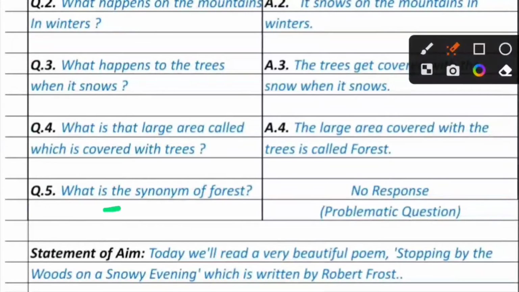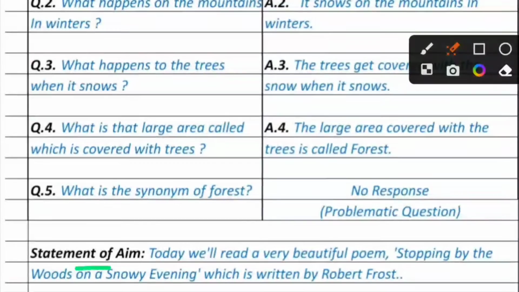Then the last question should be related to the topic which we are going to teach, and it should also be a problematic one. Problematic means it should be difficult for the students to answer it, so that they get curious to know the answer of that question and start taking interest in the poem which the teacher is going to teach them. So here we can ask, what is the synonym of forest? Probably students wouldn't know its answer. So we'll write here no response and then we'll declare the topic.